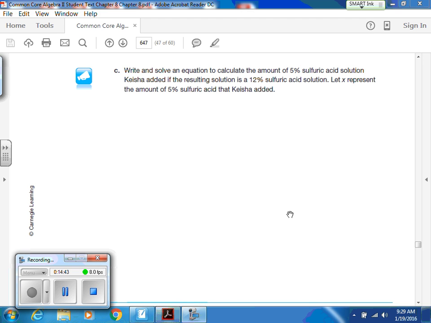Now we want to... Oh, this one's just like the last one. The last question, see, we wanted a 12% solution. So we had 4, and we're trying to see how much of the 5% we need to add. It says write and solve an equation to calculate the amount of 5% sulfuric acid solution Keisha added if the result is a 12% solution.